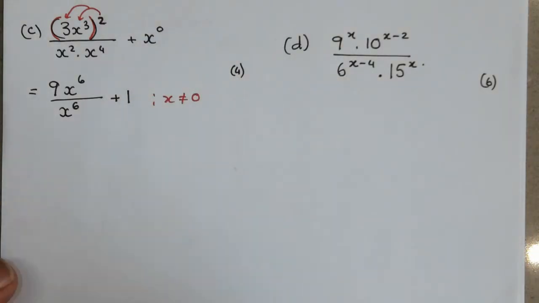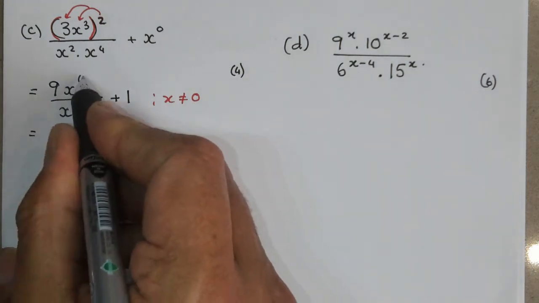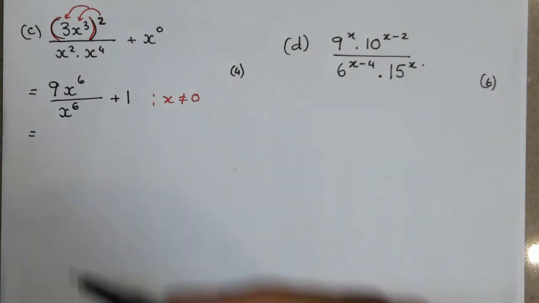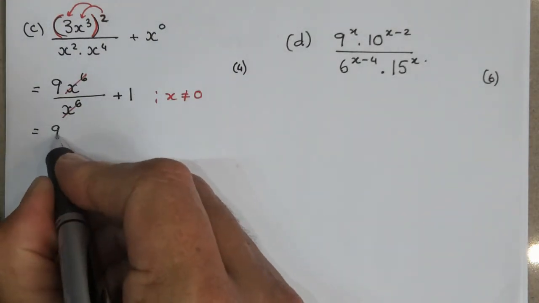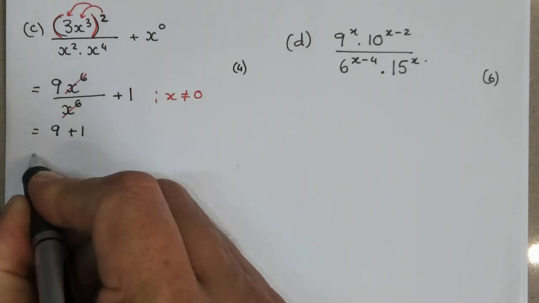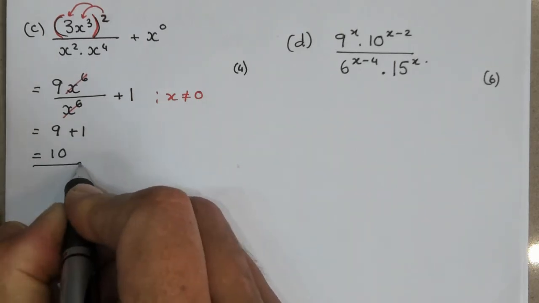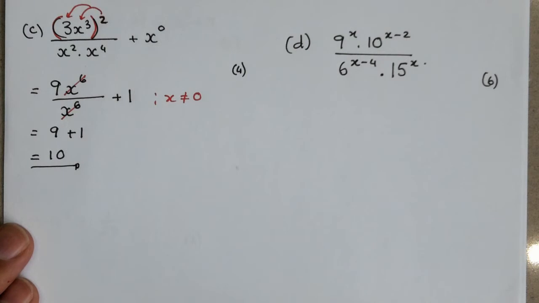Okay? X to the 0 can only be 1 if x is not 0, because 0 to the 0 is indeed an indeterminate. Okay, so the x to the 6 and the x to the 6 are the same. We can cancel those two out because we're multiplying. We have 9 then plus 1, which gives us 10. And that was for 4 marks.